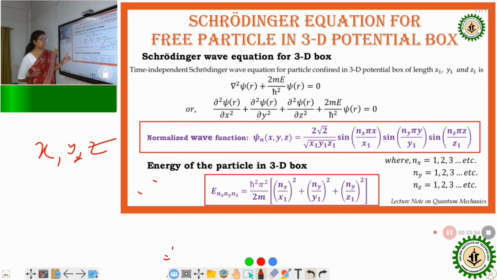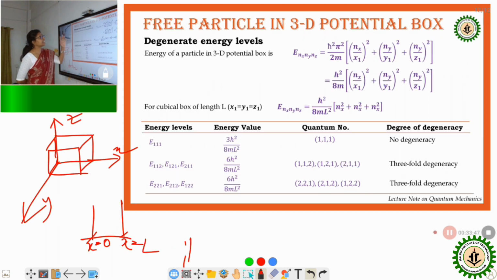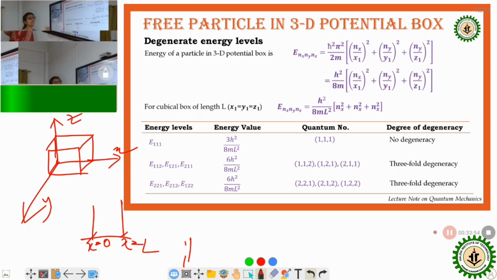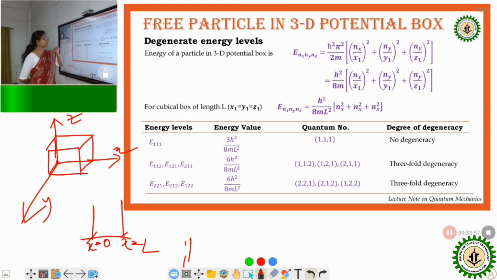Now here nx is 1, 2, 3, 4, etc., ny is 1, 2, 3, 4, etc., and nz is similar. Now the interesting thing I should say is that if you see that figure, this is the cubic box. If you think about the cubic box, the length of the x coordinate, here to here, the length of the y coordinate, here to here, and the length of the z coordinate, here to here, all the three lengths are the same.